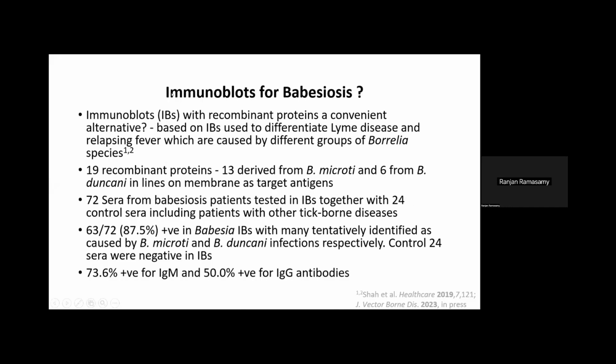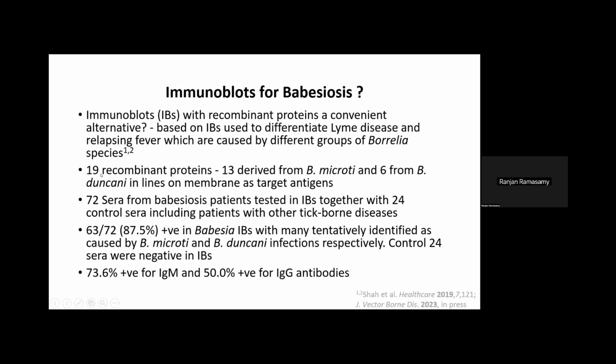So IDFISH considered the use of immunoblots for detecting babesiosis. Immunoblots are a form of Western blotting where recombinant purified proteins are used as a convenient alternative to whole cell lysates. And IDFISH and IGeneX have used immunoblots to differentiate between Lyme disease and relapsing fever, which are caused by two different groups of closely related Borrelia species. And that's been quite successful, and details are available in these publications.